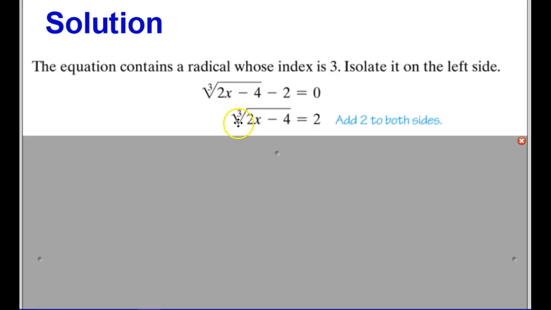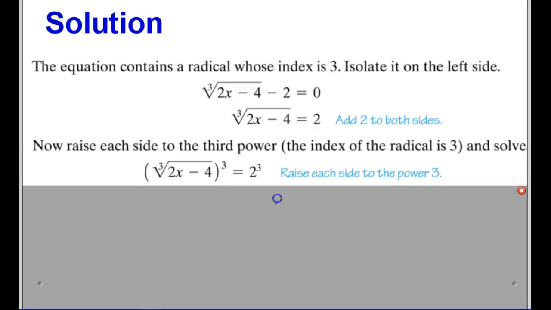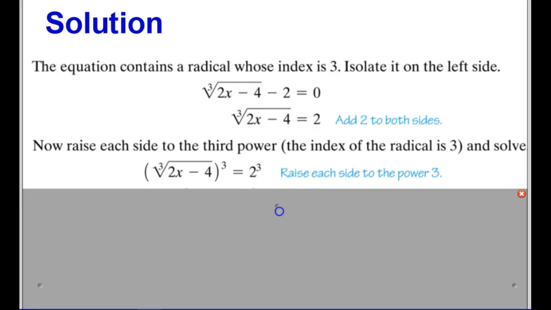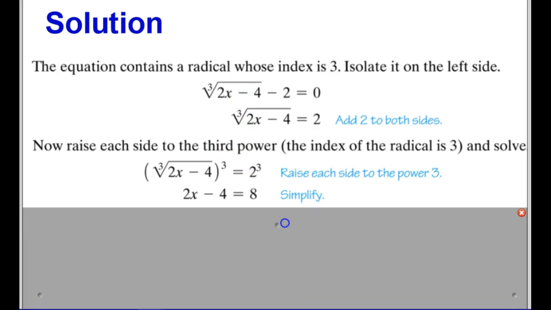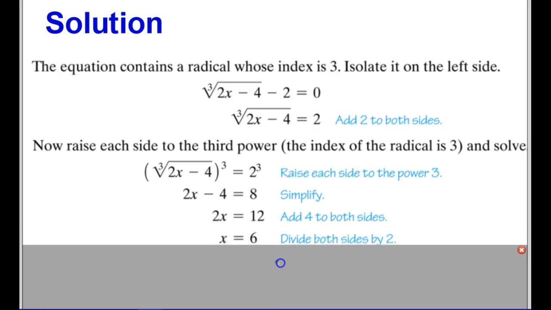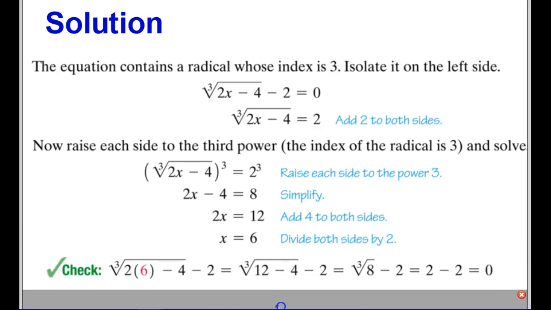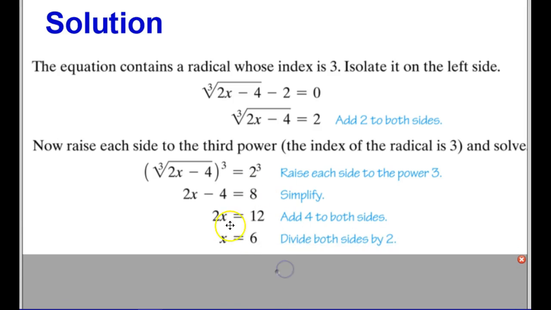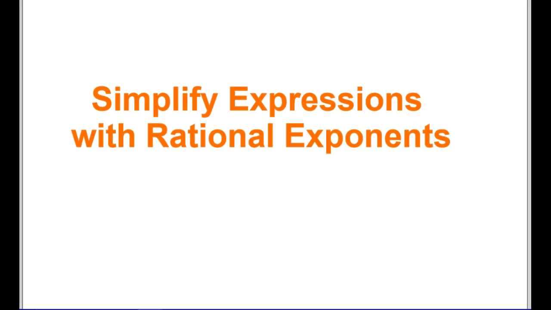Well, now I see that I have everything alone, so I'm going to go ahead and take everything to the third power. And I pick the third power because that's the root that I'm taking here. So now I raise each side to the third power and simplify. Well, now I just have a simple linear equation that I can solve. So I add 4 to both sides and then divide both sides by 2. Then we can go back and double check, but that's the easiest way to solve. So I always want to get my radical by itself and then follow my steps.